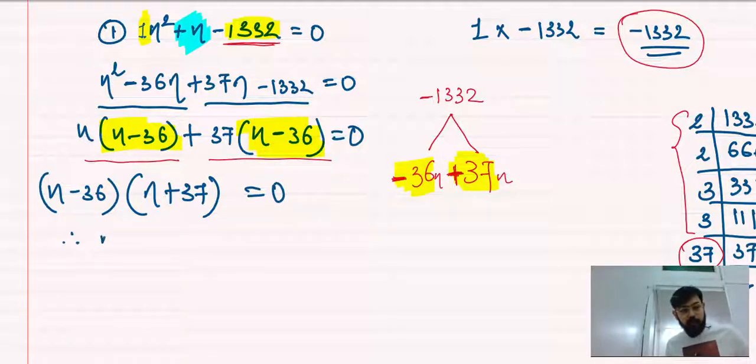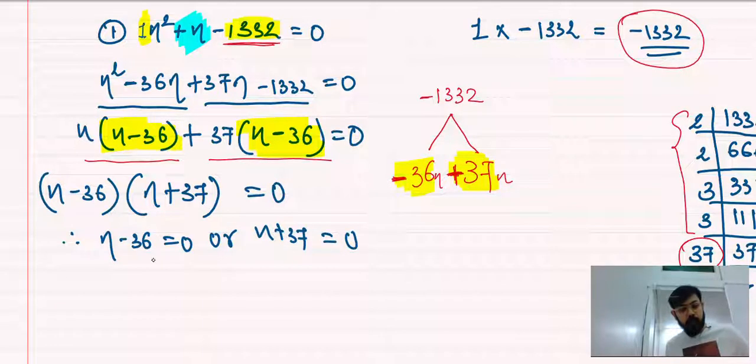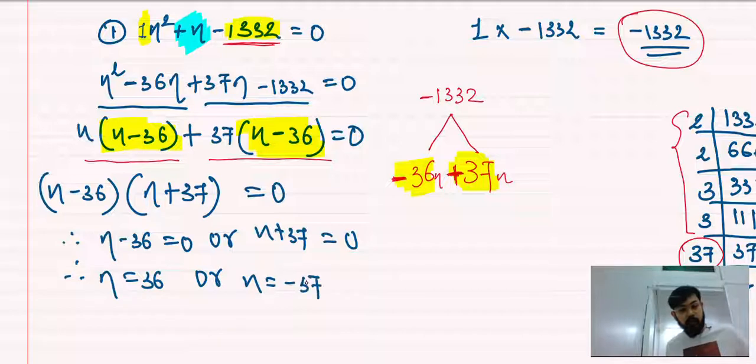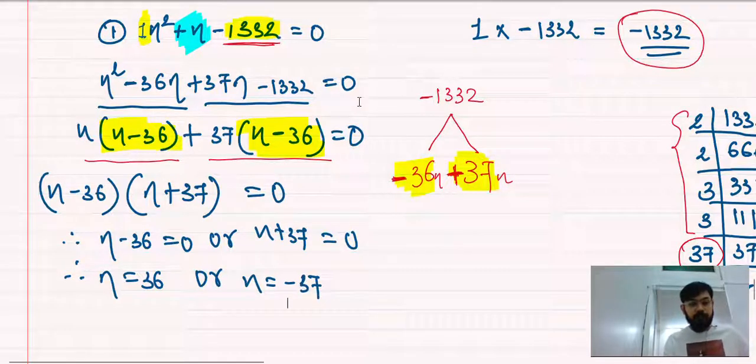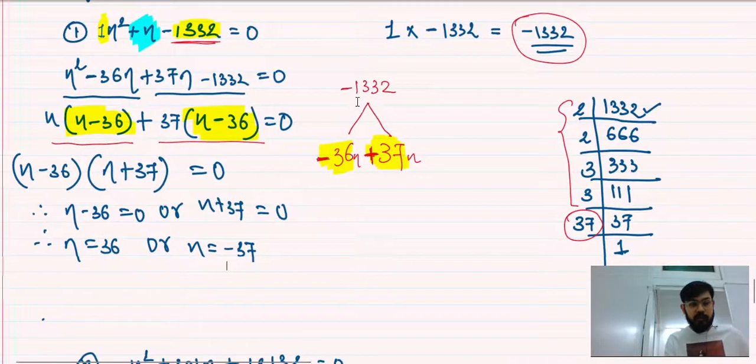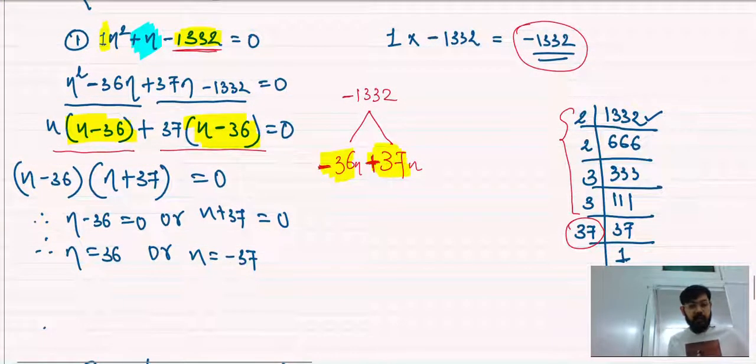Okay, so therefore you can say n minus 36 is equal to 0 or n plus 37 is equal to 0, and therefore n is equal to 36 or n is equal to minus 37, right? n is equal to 36 or n is equal to minus 37.